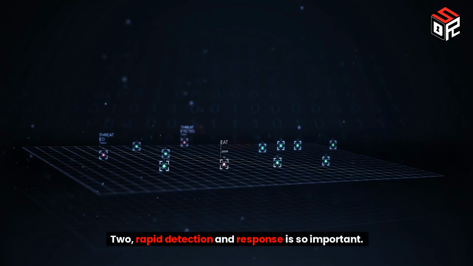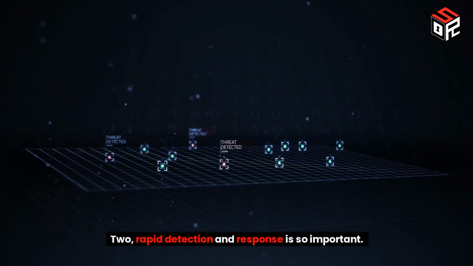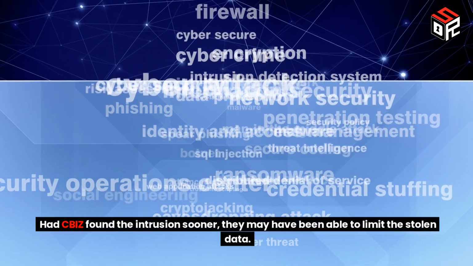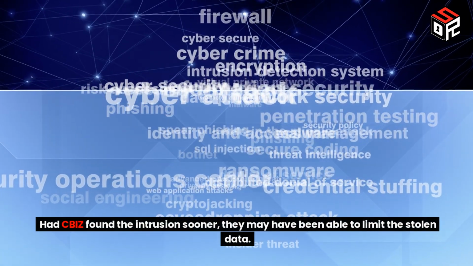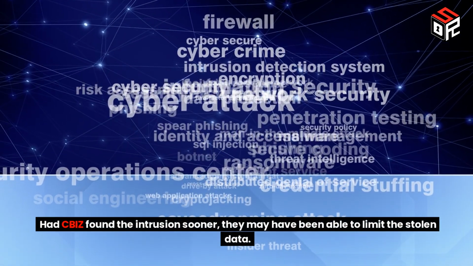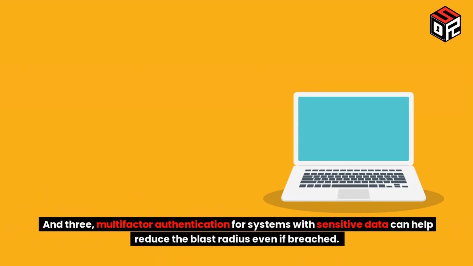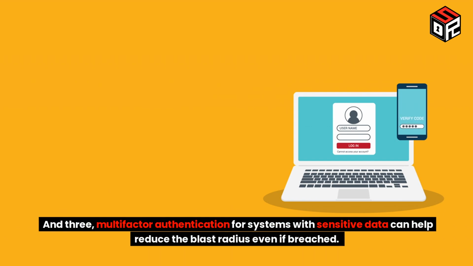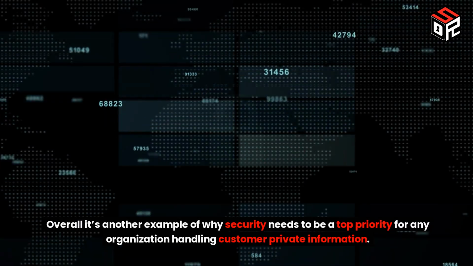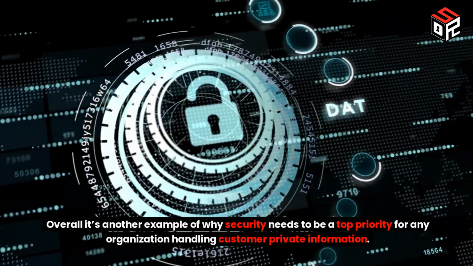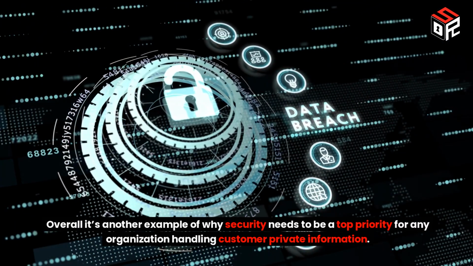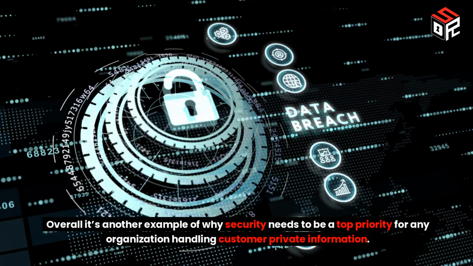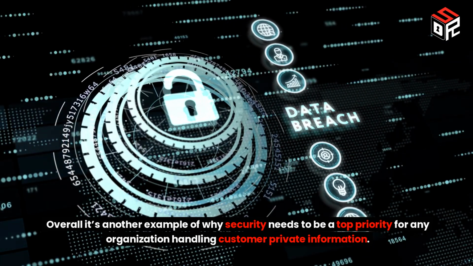Two, rapid detection and response is so important. Had CBIZ found the intrusion sooner, they may have been able to limit the stolen data. And three, multi-factor authentication for systems with sensitive data can help reduce the blast radius, even if breached. Overall, it's another example of why security needs to be a top priority for any organization handling customer private information.